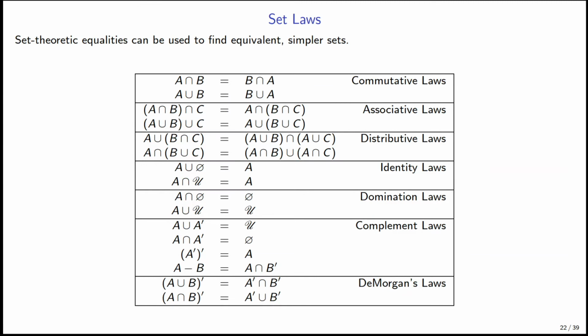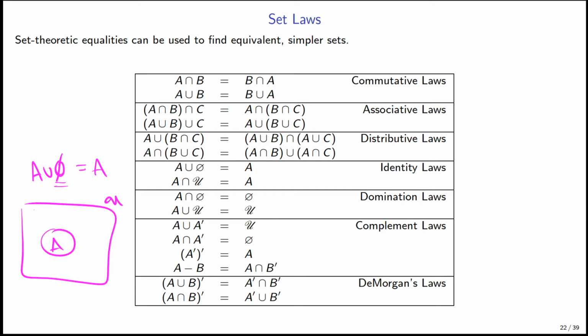So that's the distributive law. Identity and domination laws are just about the unions and intersections with the empty set or the universe. So we did this in the set operation video. If you take A union the empty set, I want everything that is in either A or the empty set. But of course there's nothing in the empty set, so we're not adding anything to A, so that just gives us A back. If we take A union the universe, that means I want everything that is in both A and the universe. Well, clearly the only shared elements are in A itself, so that also gives us A back.